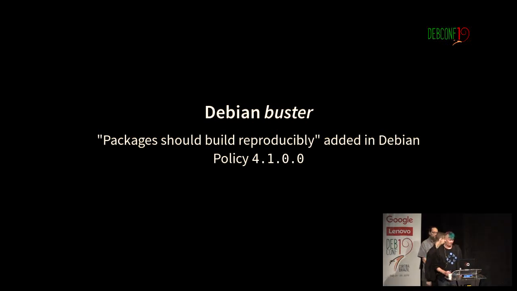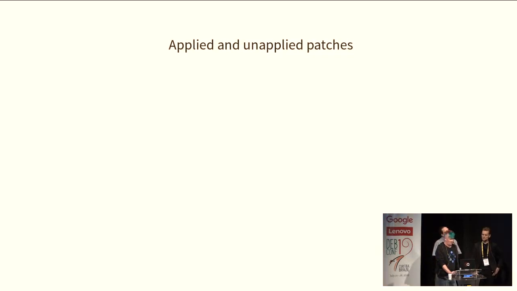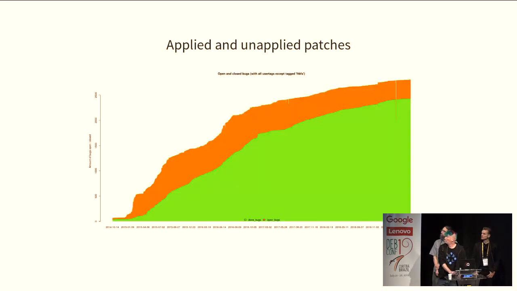Buster, as you have probably all know, now has the policy that packages should be reproducible, which wasn't the case last year in Taipei. I think it's pretty new still. And our graph of unapplied patches is still the same. We only have 400 patches which have not been applied, so now would be the time to do that. If somebody wants to help us and NMU 400 packages, that would be great. There's always NMU time.